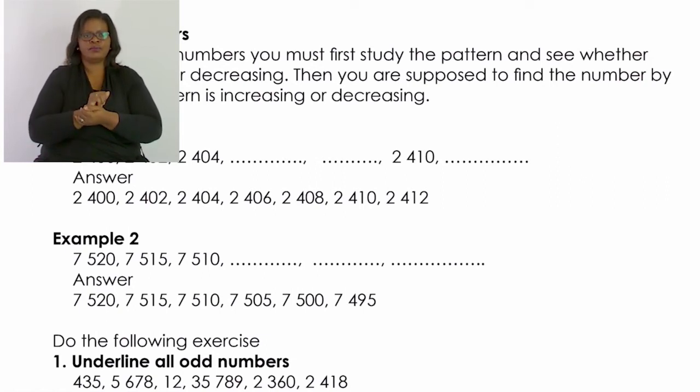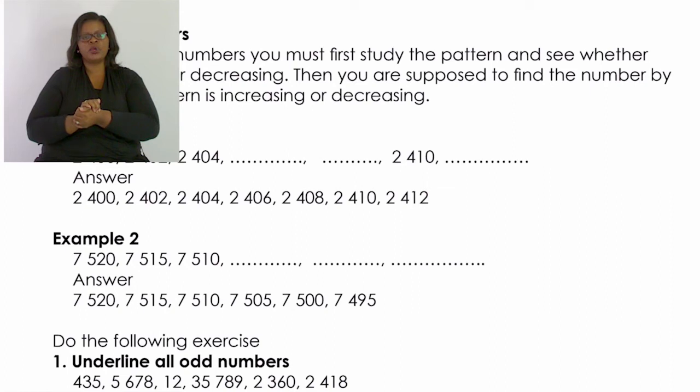So if we say 7,510 minus 5, we go to 7,505, which is our first missing number. Then you subtract 5 again, we go to 7,500. Then to get the last number, we subtract 5 again, we go to 7,495.